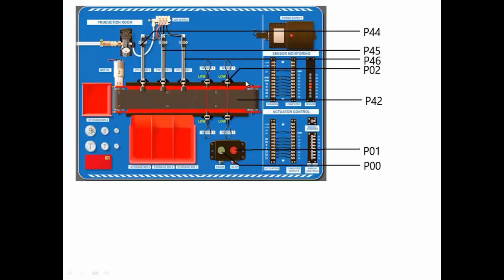Since nothing is specified in the problem, we will assume the conveyor will start running after we press this green button, which is denoted as P0. After we press it, the conveyor P42 will start running and it will continue to run until we press this red button, which is denoted as P01.